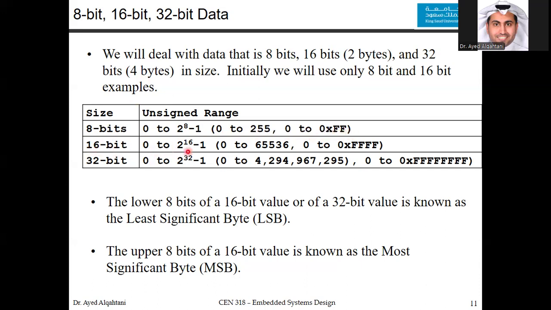This is for the 16-bit. This is the range you can see. You can see that the maximum range is 65,536, which is all F. For the 32-bit, we have up to more than 4 billion.